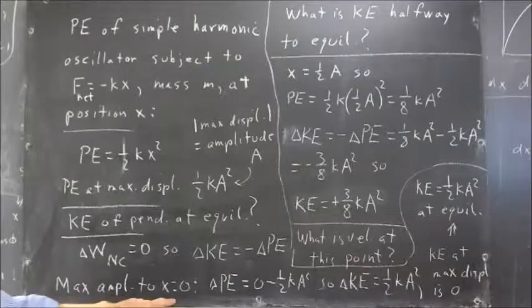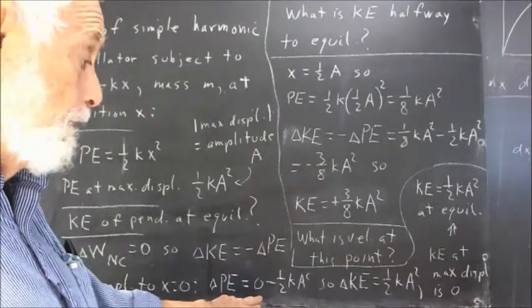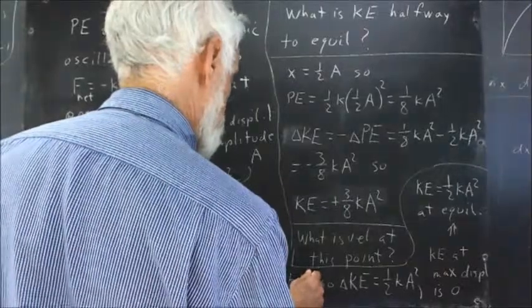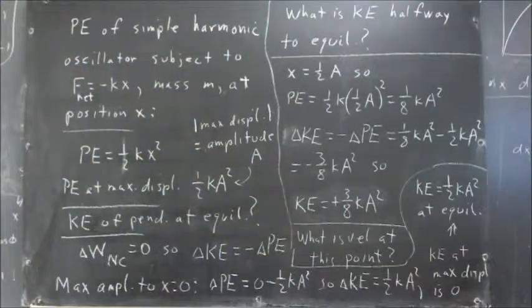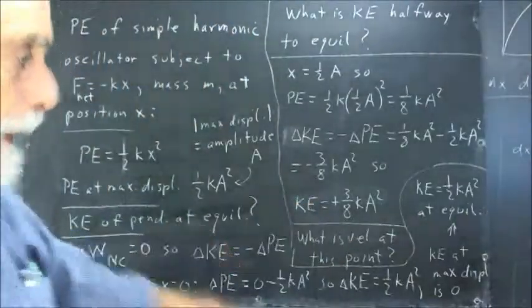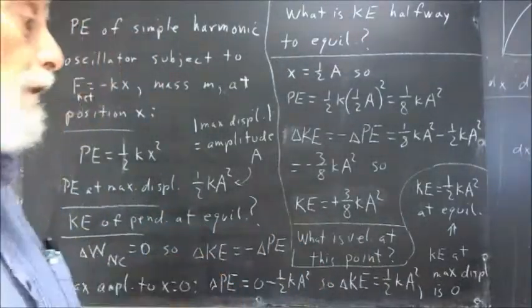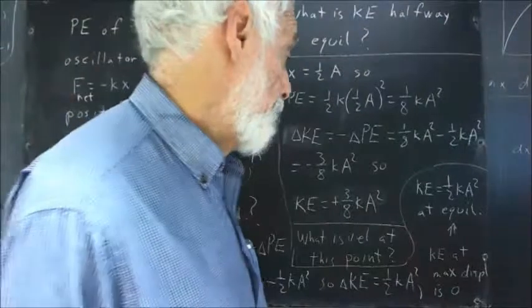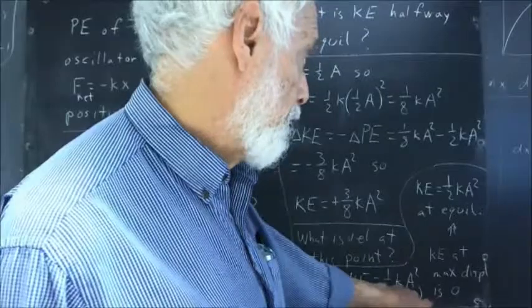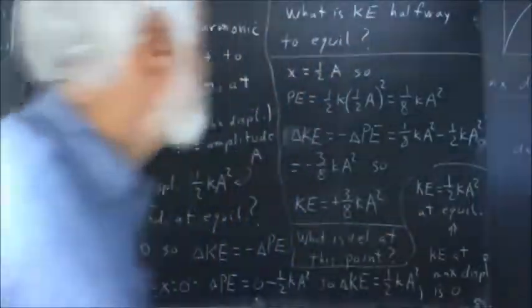Since we're going from maximum amplitude to x equals 0, the change in potential energy is 0, the potential energy at the equilibrium position, minus 1/2 Ka squared, the potential energy at the extreme position. And then it follows that the kinetic energy change from here to here has to be 1/2 Ka squared. Kinetic energy was 0 here, so the kinetic energy here is 1/2 Ka squared. So again, kinetic energy at maximum displacement is 0. This is your change in kinetic energy. It implies that the kinetic energy at equilibrium is 1/2 Ka squared.